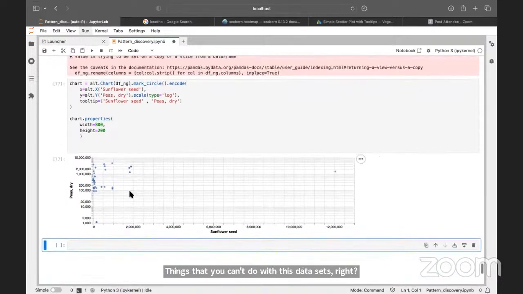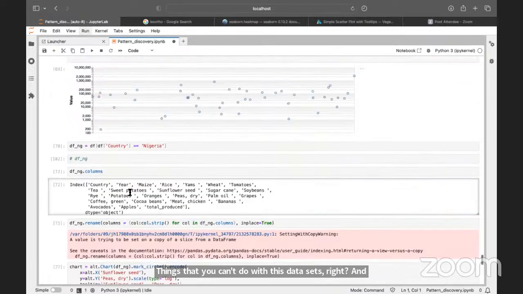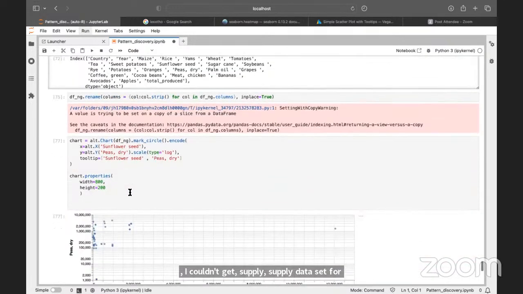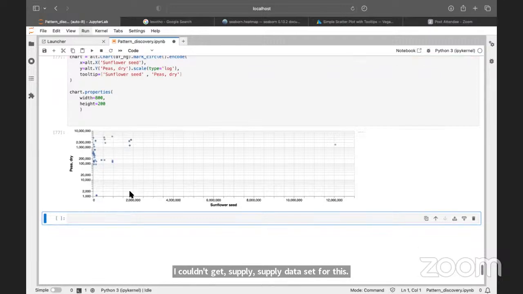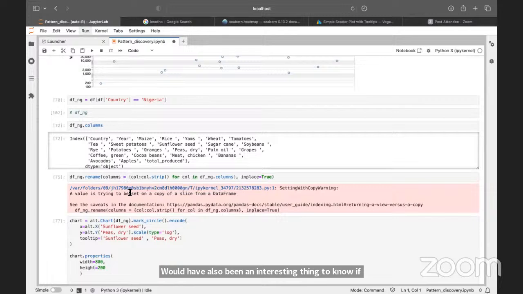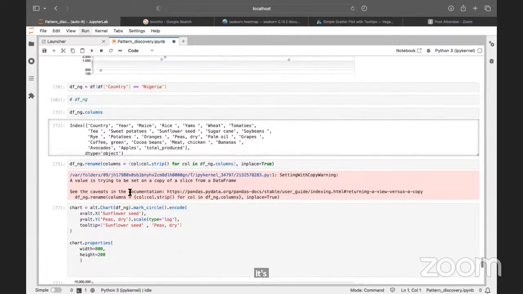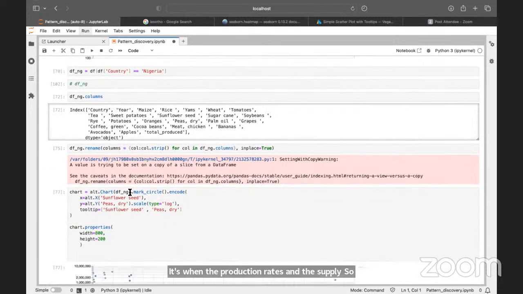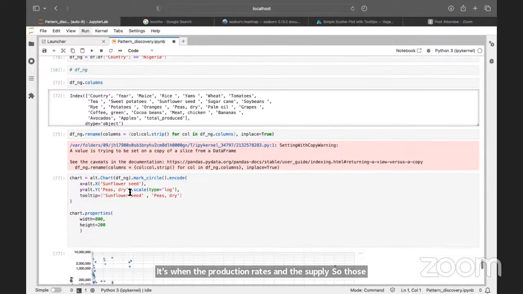And I couldn't get a supply data set for this. It would have also been an interesting thing to know what's the typical behavior between the production rate and the supply rate. So those are some further analysis that you can do.